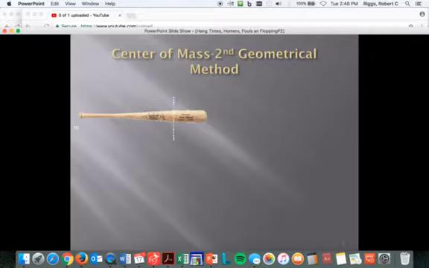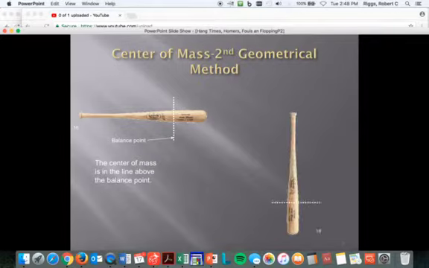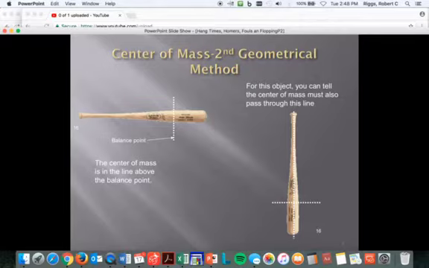Center of mass, geometrical method second. So, baseball bat. Draw a line. If we were balancing it on our finger that way, that's where the center of mass would be. Then the balance point. We're going to balance it on our finger. Draw that line straight through there this way. And right there in that fleshy part, about 2/3 of the way down the bat, gives us the center of mass.